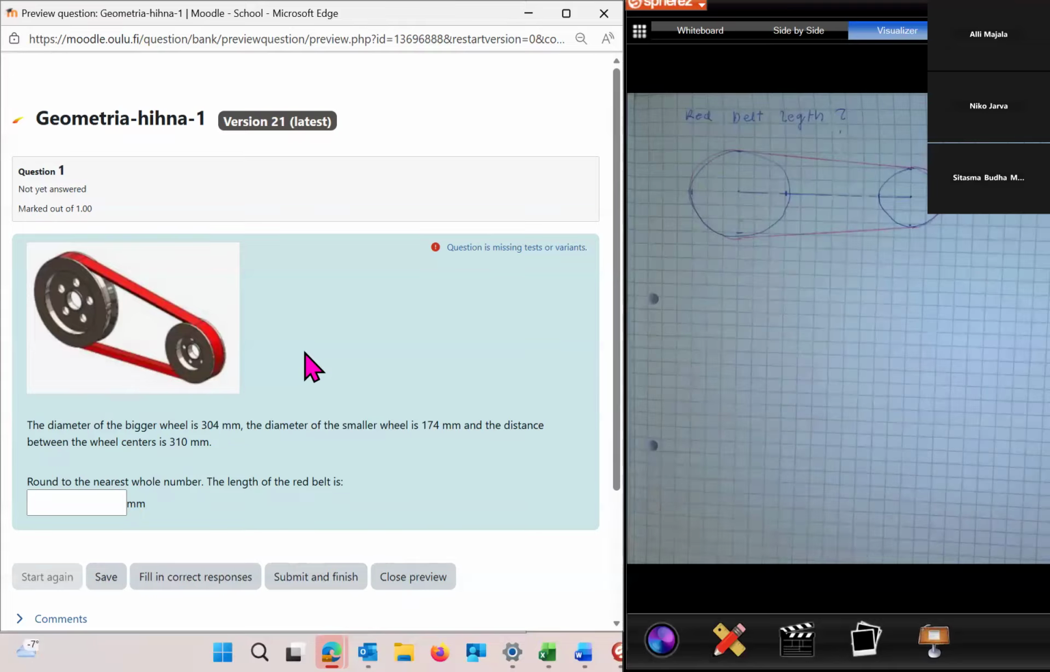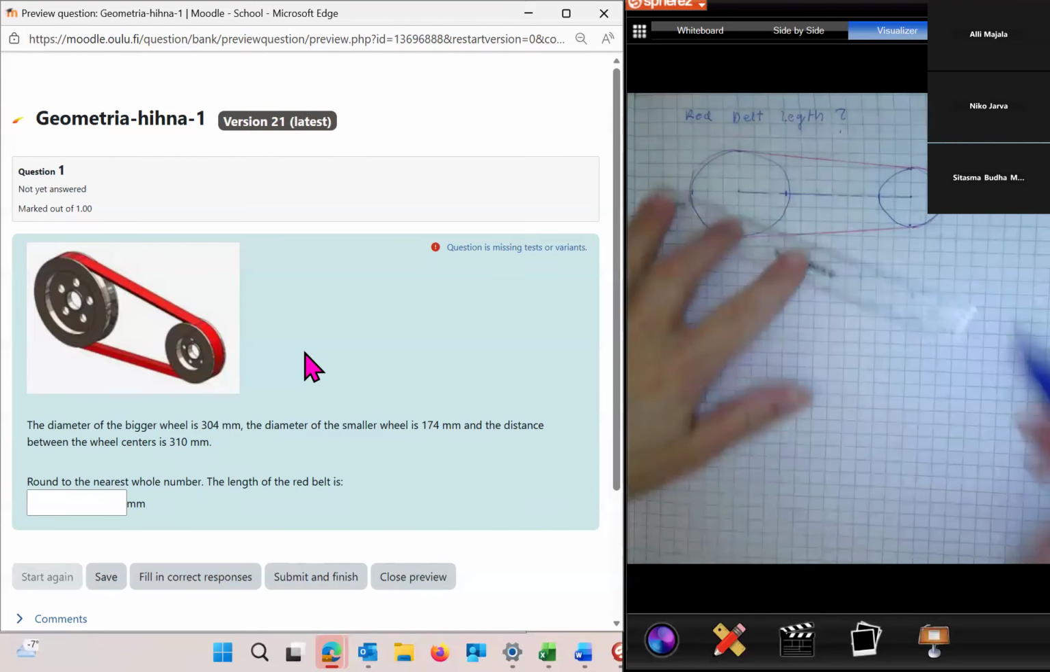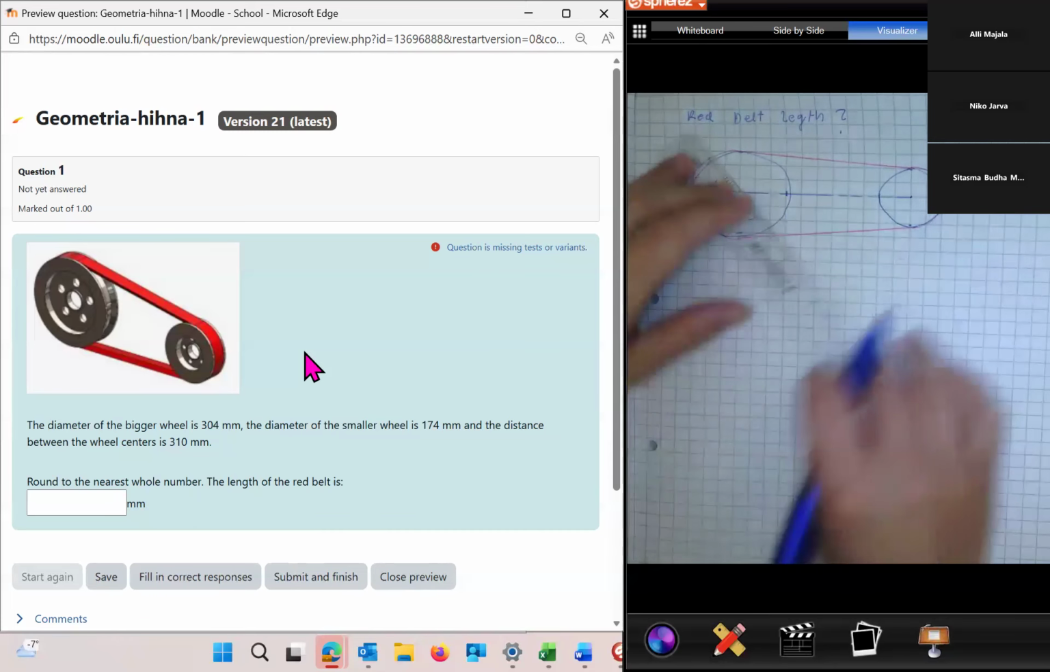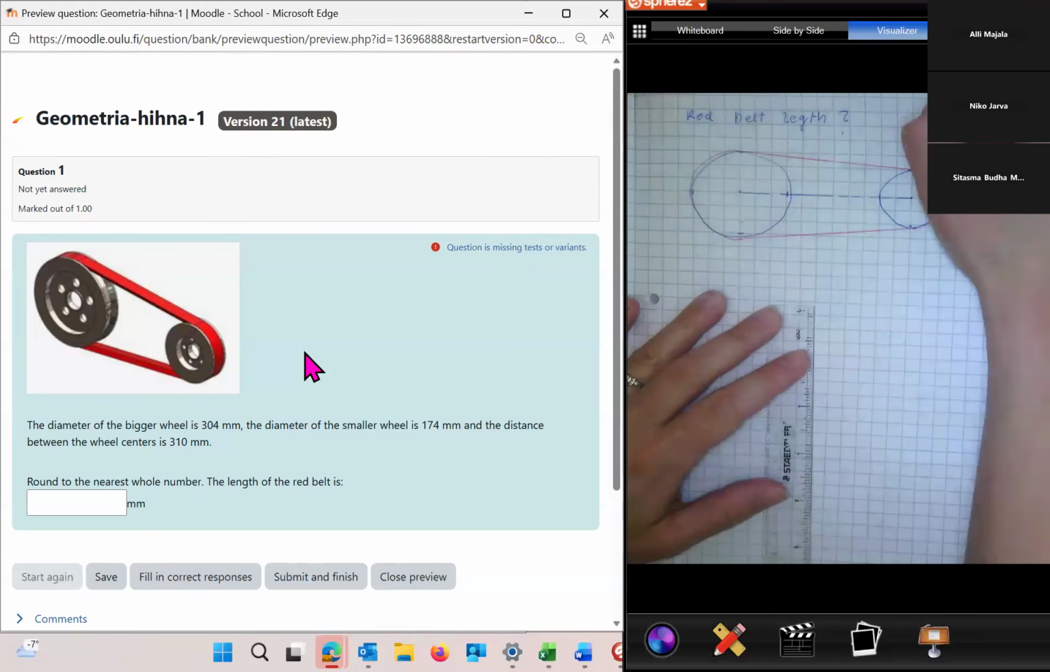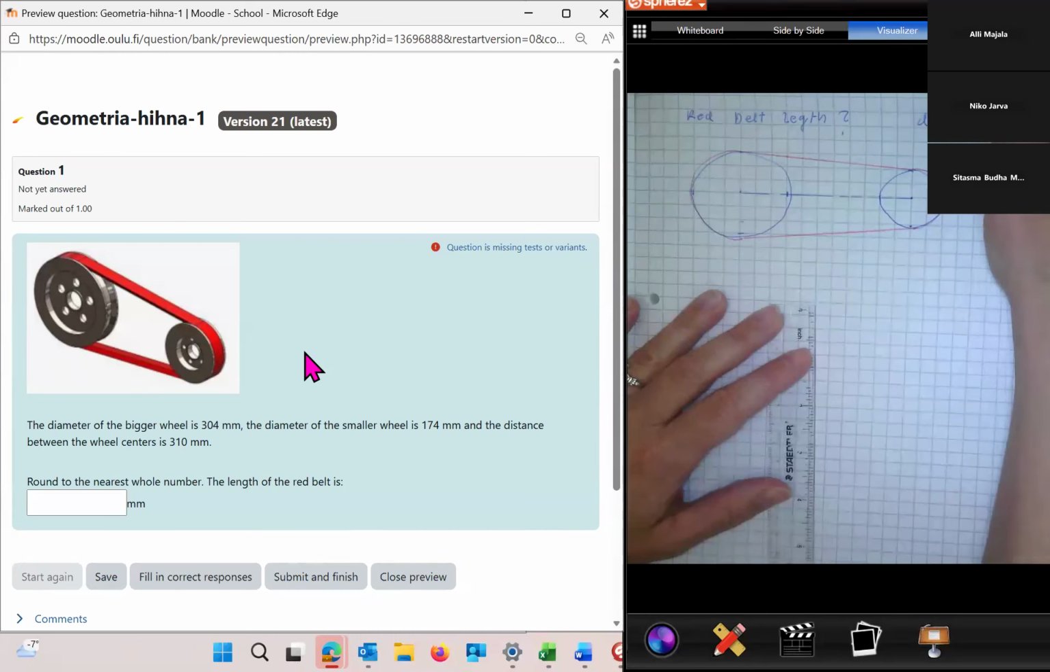Well, I have one type of solution to this, and maybe ChatGPT can give you another type. But this is because I know the diameter for both. I know diameter 1, which is 304. I know diameter 2 also, which is 174. From there I know the radius.